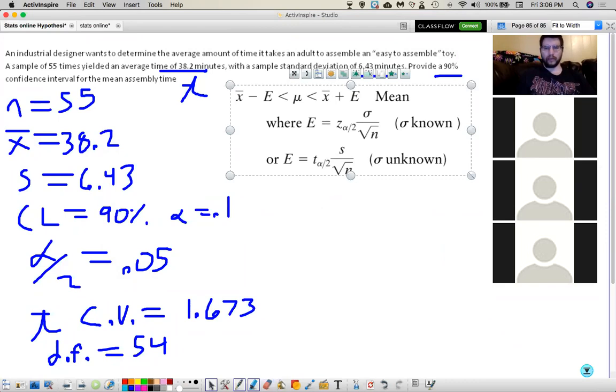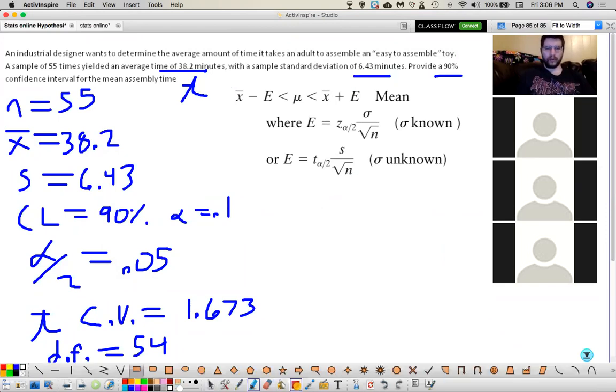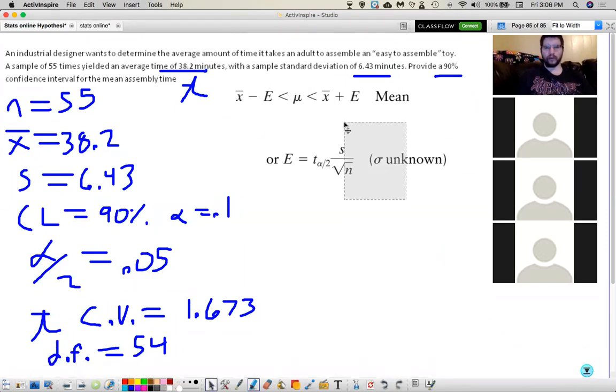So we're not dealing with a Z, we're dealing with a T. So this is what we need to use. I'm going to calculate the error. That's my T critical value right there. That's my T score, my T value, whatever you want to call it, it's all the same. It's this number right here is that number right there.